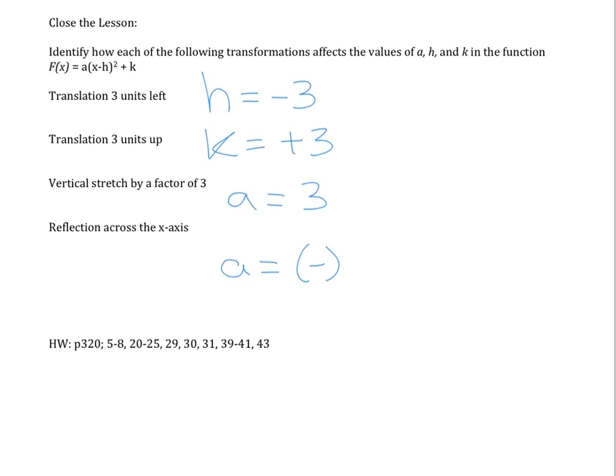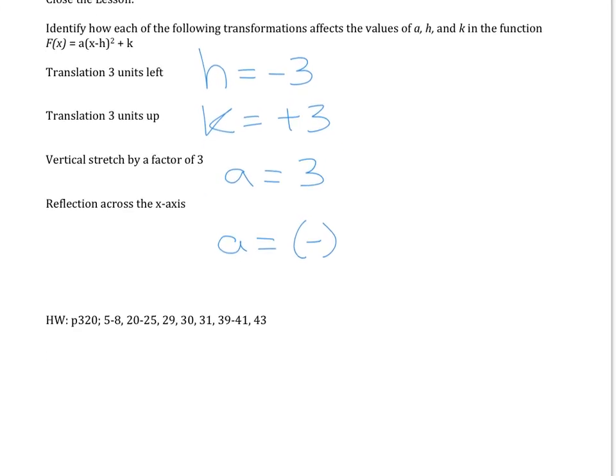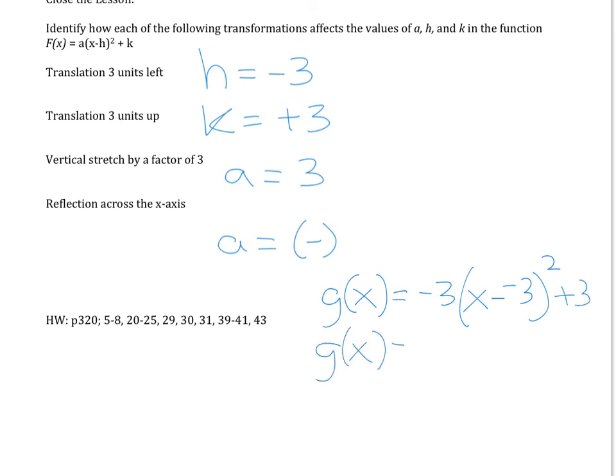So our transformed function would be g of x equals -3 times x minus -3 squared plus 3, or rewriting. And that ends 5-1.